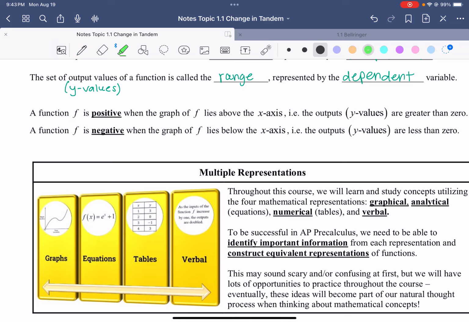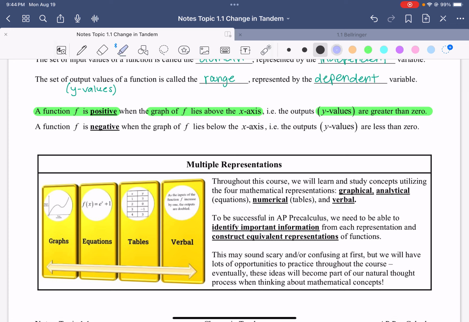A function f is positive if the graph of f lies above the x-axis, meaning that your output values or your y values are greater than 0. You can also say that a function is negative if the graph of f lies below the x-axis, meaning that the outputs or the y values are less than 0.